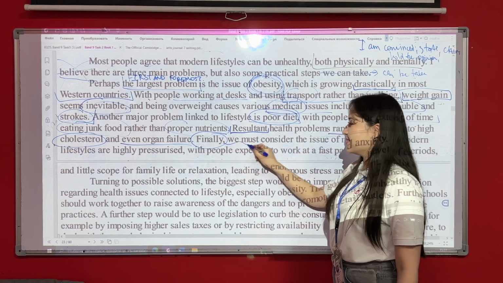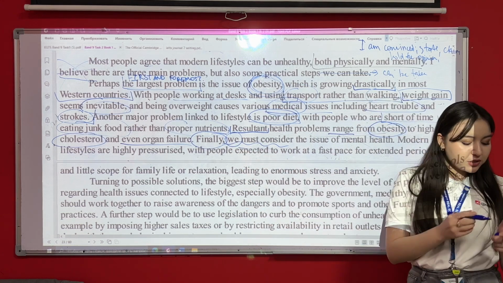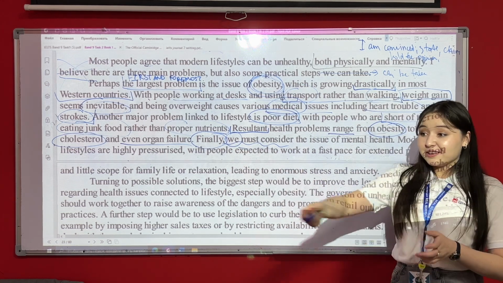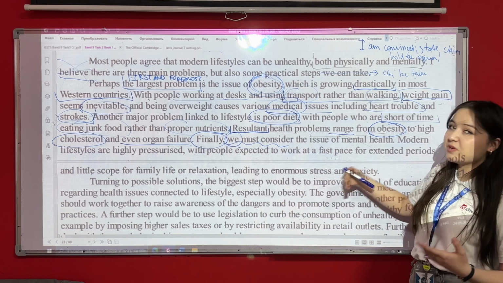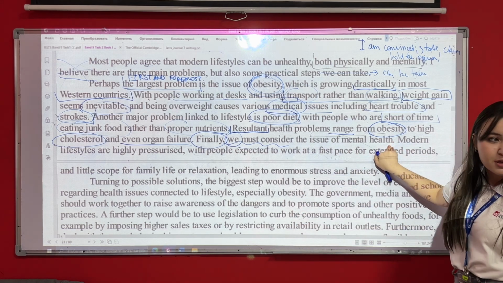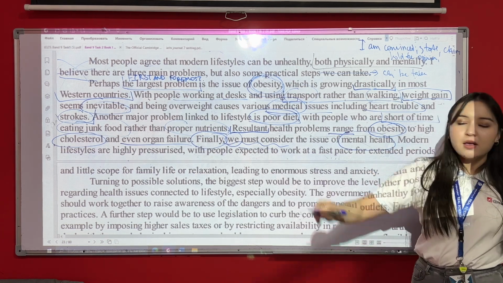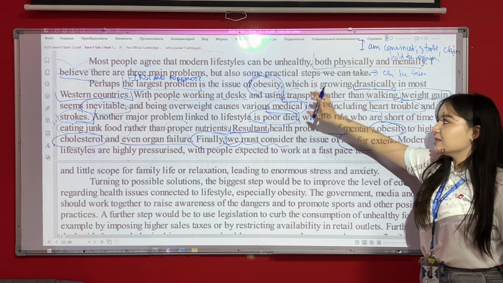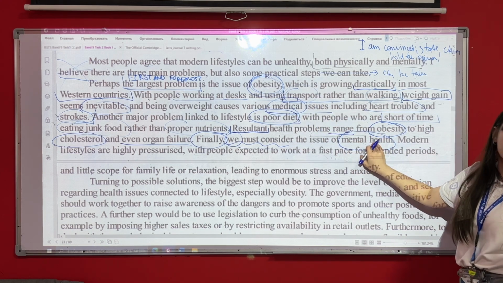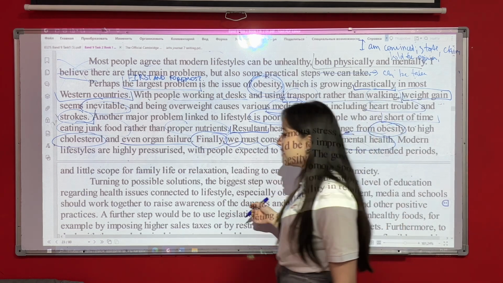Finally, we must consider. We must consider. О чем ты говоришь? We must consider. It must be considered. Yes, something must be considered, right? The issue of mental health must be considered. So here they are talking about mental health, right? First was about obesity, second was about their poor diet, and the third one was about mental health. Yes, very good. Modern lifestyles are highly pressurized.